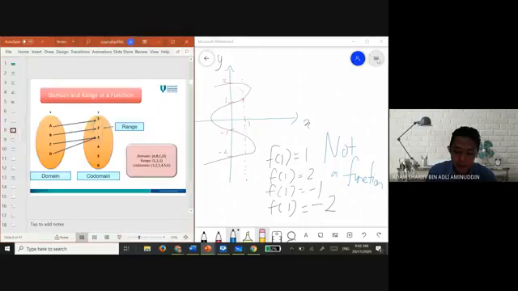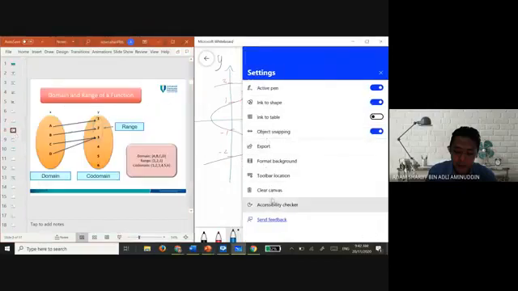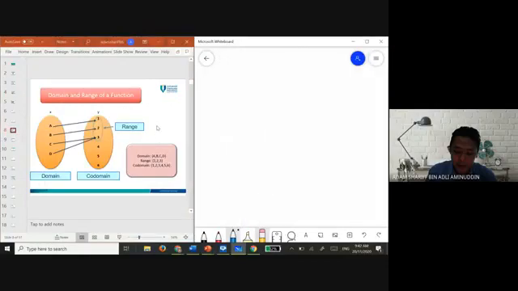Okay, more terminologies. Tadi kita dah tahu domain, kita dah tahu codomain. Ni saya suka gambar rajah ni. Function, you must assign all elements from the domain. Okay, kita dah tahu domain, codomain. What is a range?